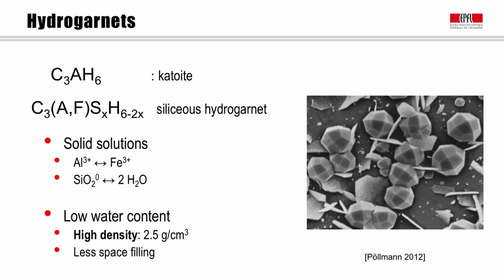So finally, in this module, we're going to look at the hydrogarnets, and the classic formula for hydrogarnet is C3AH6, which is also known as the mineral katoite. And more generically, again, we can have solid solution between alumina and iron, but now we can have a solid solution between 1 silicate group and 2 water groups. So this is why they're called hydrogarnets, because if all the water was replaced by silicate, this would be the garnet structure, and in reality we always have quite a bit of water.